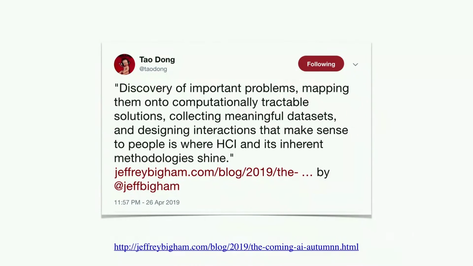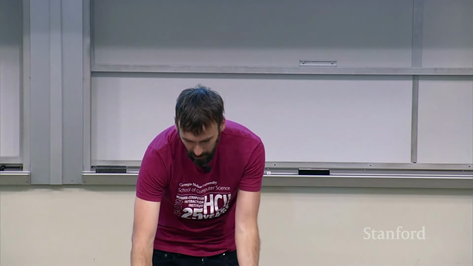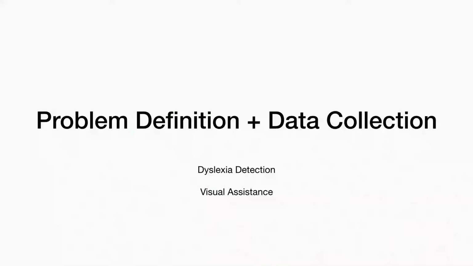Yeah, so anyway, some concrete ideas here. I think that discovering these important problems and mapping them onto something that's computationally tractable, collecting meaningful data sets, designing interactions that make sense, all this is in the purview of HCI, right? At least I think so. So here are some examples of problem definition and data collection. These will be in dyslexia detection and visual assistance.